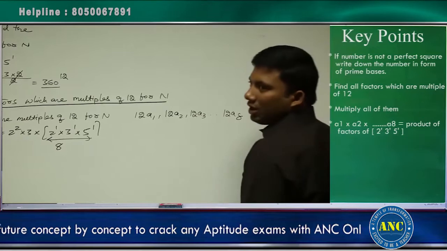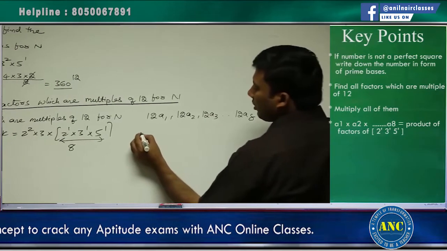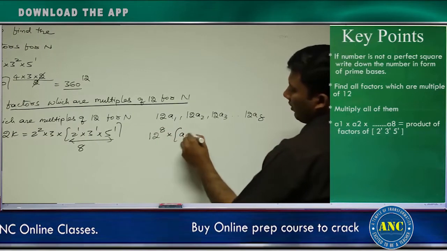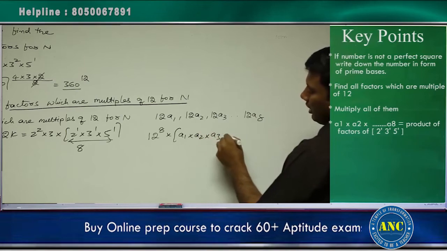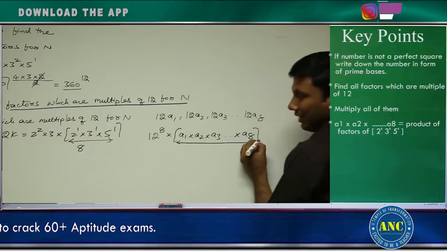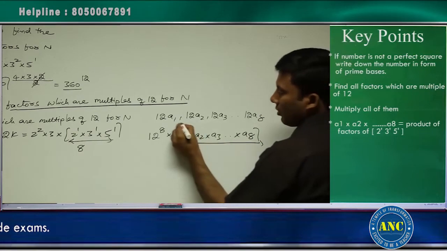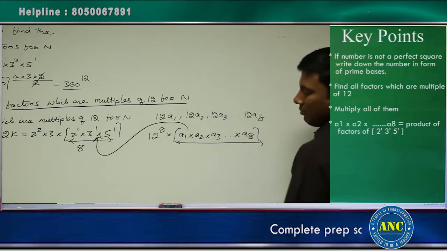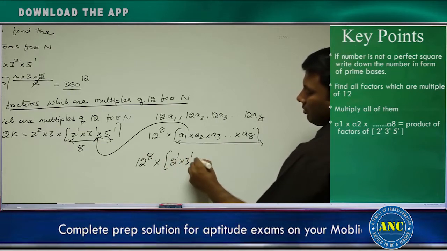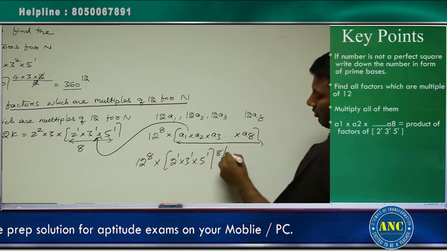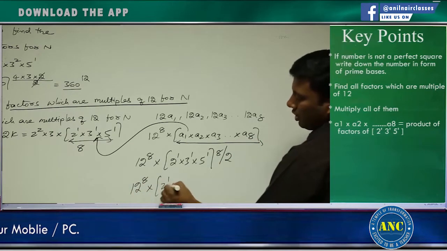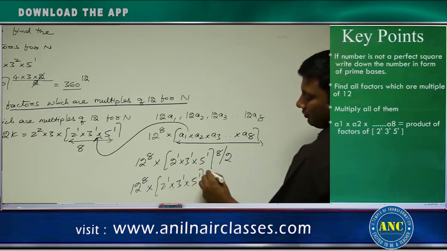I need to multiply all of these. If I multiply all this, 12 eight times gives 12 power 8 into a1 into a2 into a3 till a8. What is a1 into a2 till a8? These are nothing but the product of factors of this number. Product of factors is number power number of factors by 2. So the answer will be 12 power 8 into (2 into 3 into 5) power 4. Clear?